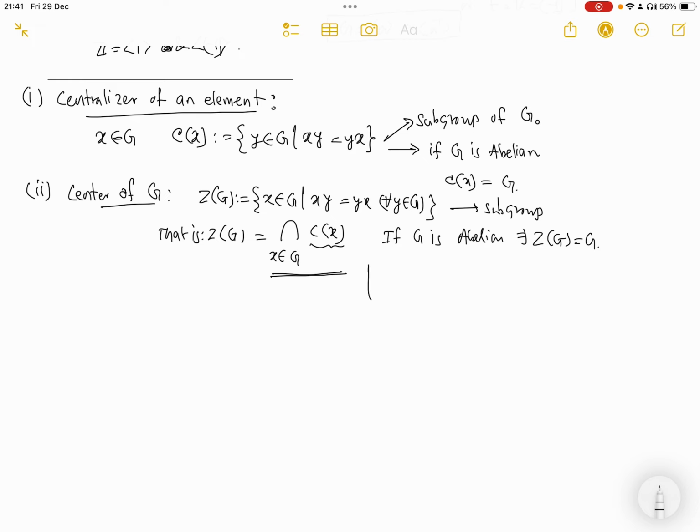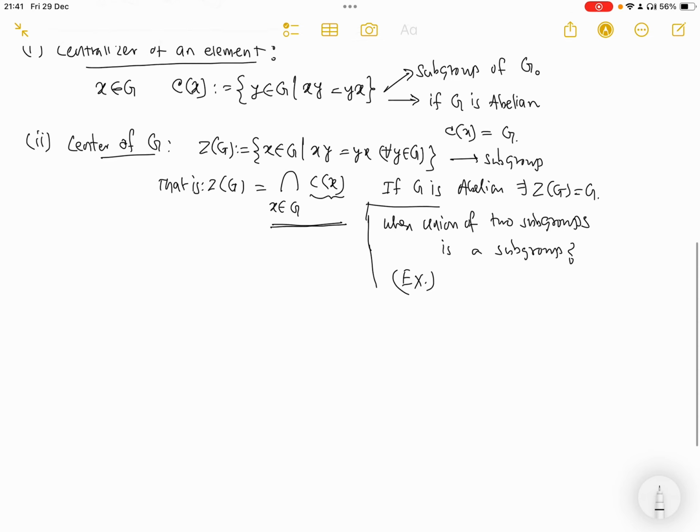And talking about intersection, you can also think about when the union of two subgroups is a subgroup. This is also another fact to observe. Maybe I will leave this. It's really easy.